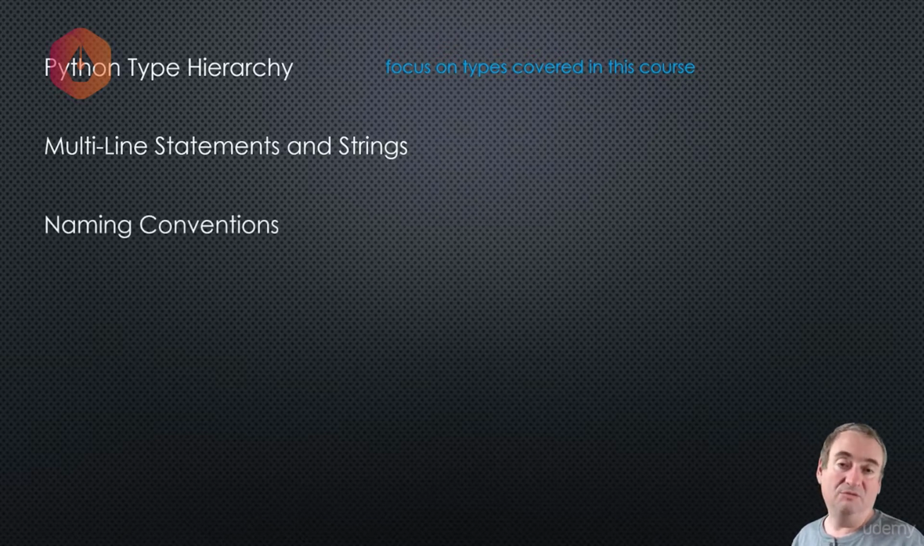Then we'll look at naming conventions. How do we name our variables? How do we name our methods? How do we name classes? And we'll look at some of the rules and some of the suggestions for these naming conventions. And it really becomes important to understand these naming conventions when we start getting into object-oriented programming. But we'll cover that in a later section in this course.